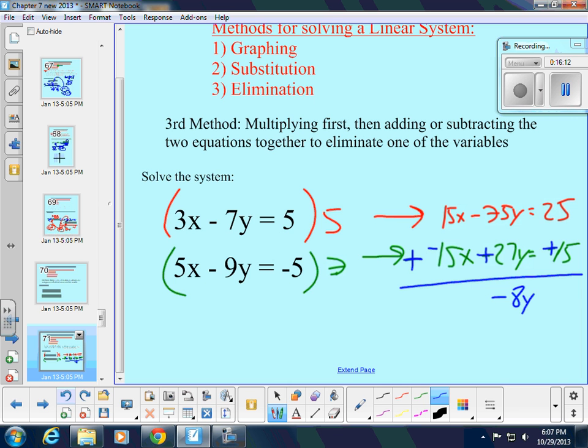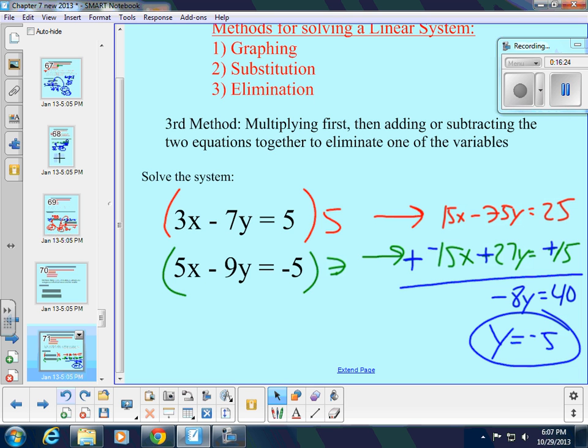I had to think for a second there. And then 25 plus 15 is going to give me 40. And now if I divide both sides by negative 8, I get y equals negative 5. And I can plug that back into any of those equations and find the solution to my system.